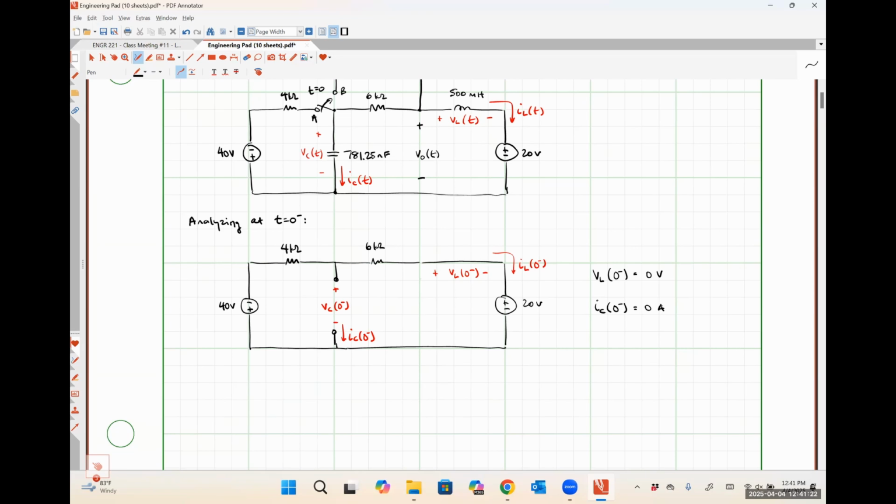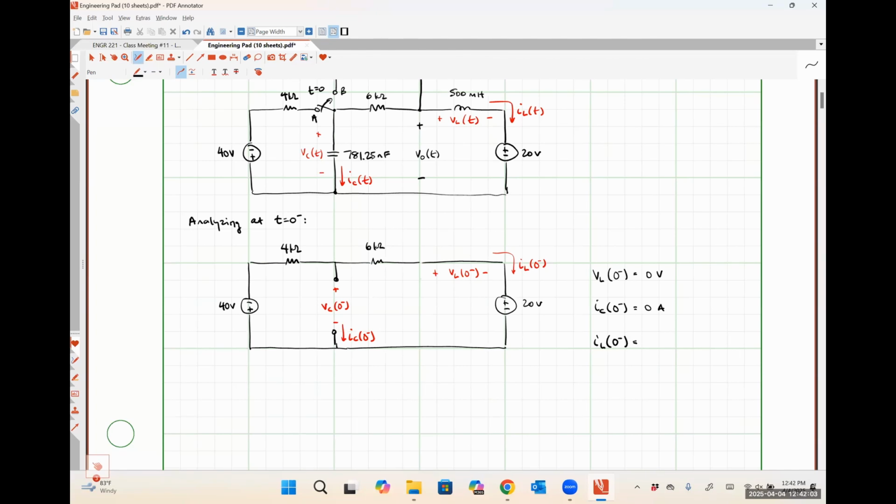So anybody have any thoughts on either IL at 0 minus or VC at 0 minus? So I believe you are incorrect about VC and you're partially correct about IL. Okay. So let's look at IL just really quickly.